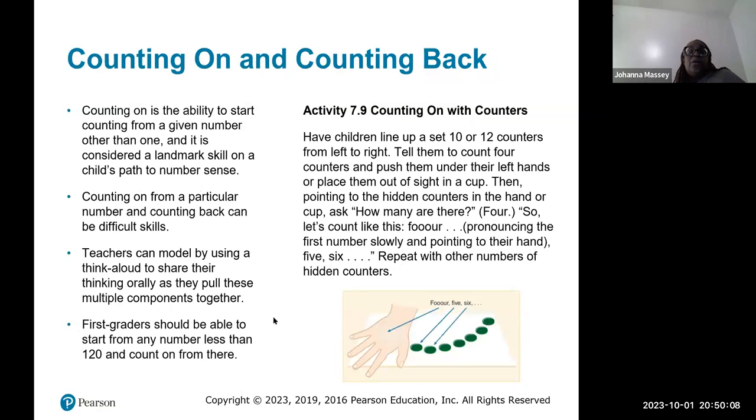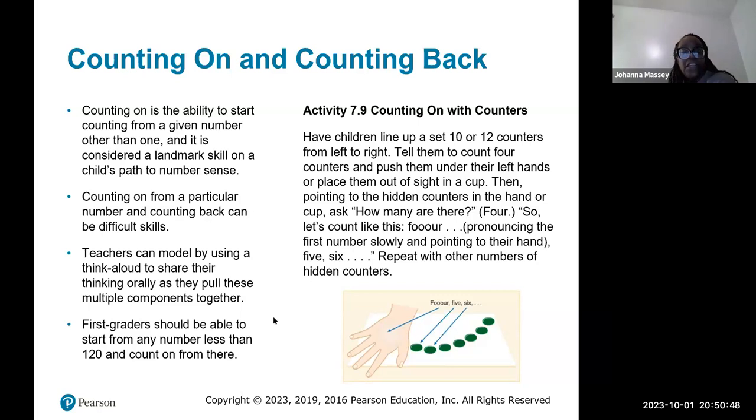An important strategy also is counting on and counting back. Counting on is the ability to start counting from a given number other than 1. And it's considered a landmark thing. So if you have, let's say, kindergarteners, they're supposed to rote count to 100. You could start off with any number and they should be able to count on. So if I said 25, not in the beginning of the school year, of course, then they should go on to say 26, 27, 28, 29, 30. And if I say, okay, 32, they should be able to say 33, 34, 35, and so forth.